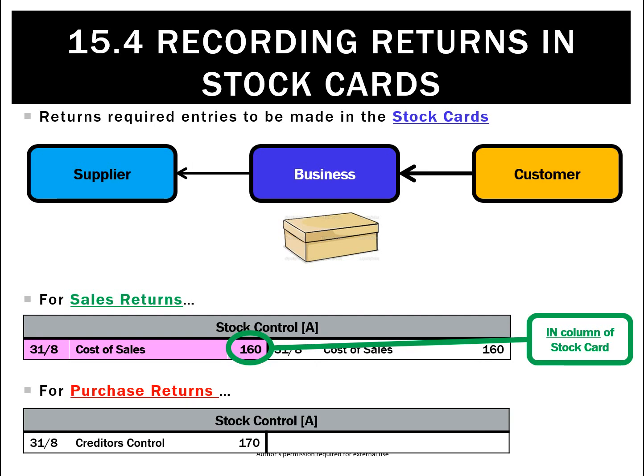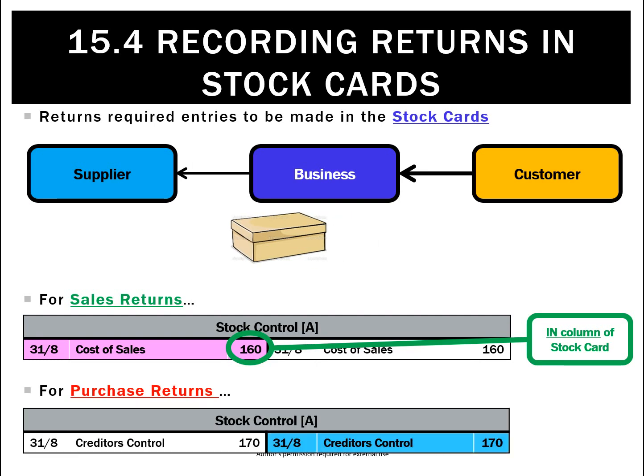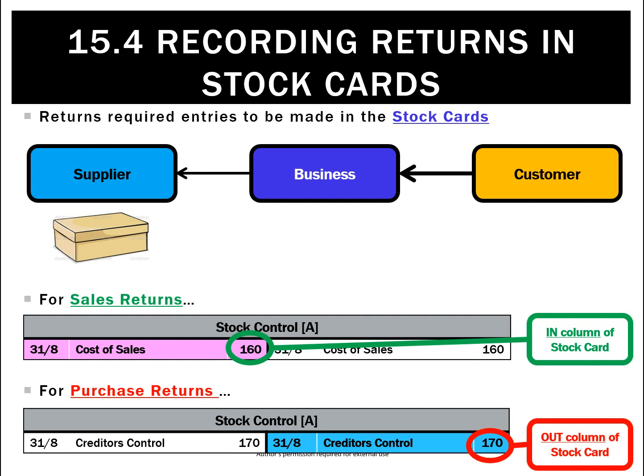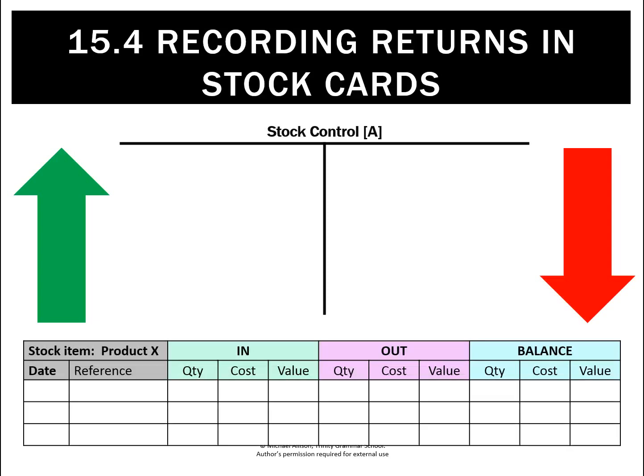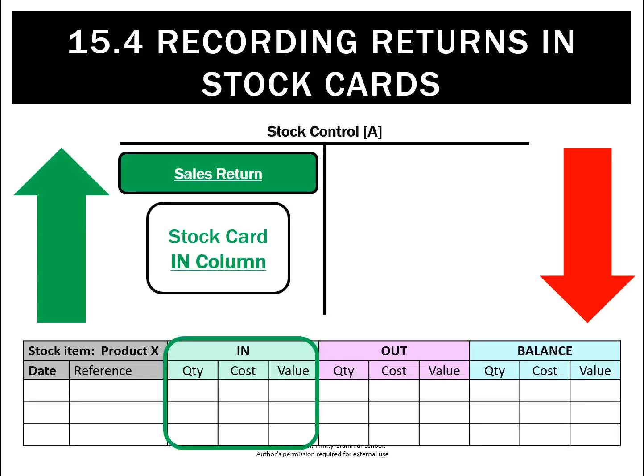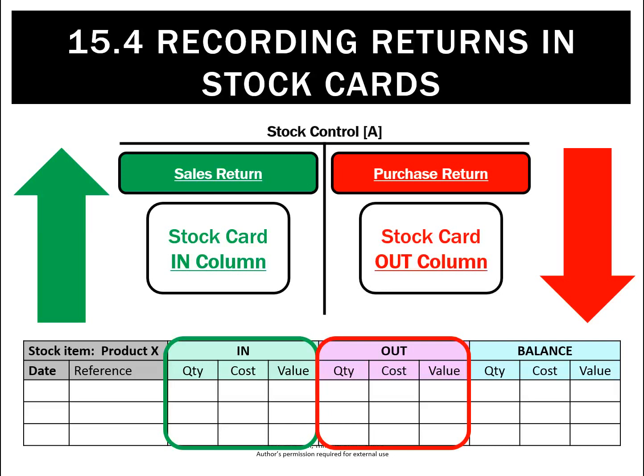Conversely, when we return stock, that's called a purchase return. So we send it back to our supplier. Well, that's going to make stock control go down because we're going to have less stock. So that must go in the out column. So let's look at all the entries that affect stock control. We've got the ones we already know, and in this case sales returns will go in the in column, and then we've also got purchase returns, which will go in the out column. So it's always important to know with your stock control account which debits would go in which column of the stock card, and the same for your credits as well.